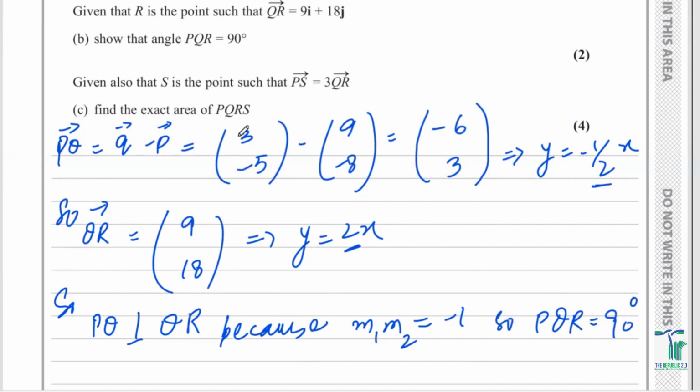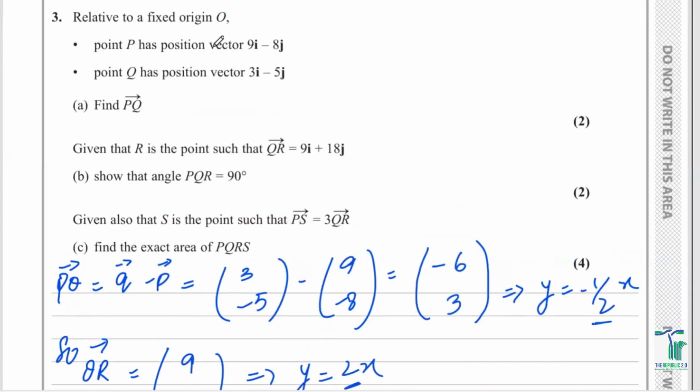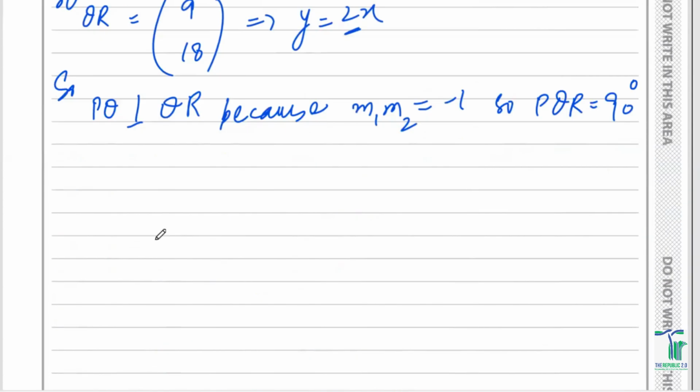Now the next thing, given also that S is the point such that PS is equal to 3QR, right? PS is equal to 3QR. Find the exact area of PQRS. So we need to find out the exact area of PQRS, right? So first of all, even if you just talk about all of these points, you've got P, you've got Q as well. And, if you just keep on talking about all these points.